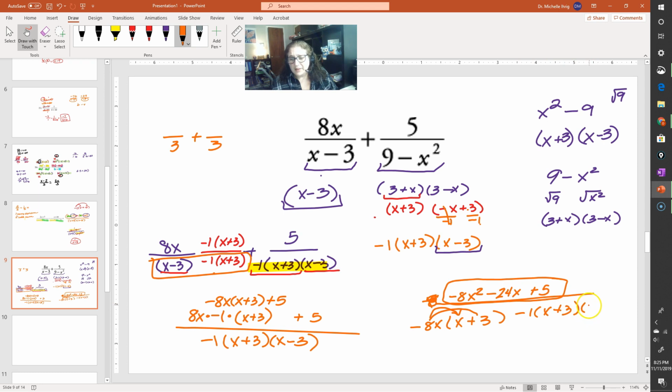Now, one thing that some people are going to say is they're going to be like, you can't have a negative in the denominator. And they're technically right. So all we're going to do is cross this out and then change all these signs. So the final answer will be x squared plus 24x minus 5 divided by x plus 3, x minus 3.